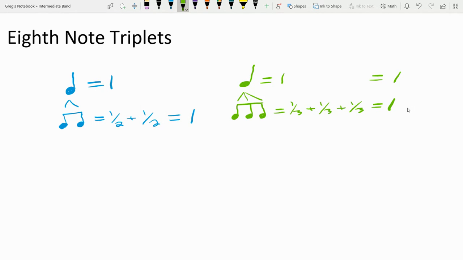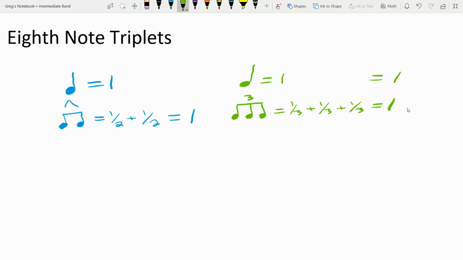Now, if you look over here, these eighth notes and these eighth notes, they look the same. These are 1/2 a beat each, and these are 1/3 of a beat. So we need to be able to tell the difference between them. So how we do that is, I'll get rid of that. And so we write a 3 so that we know these three notes that are beamed together are a triplet and not standard eighth notes.